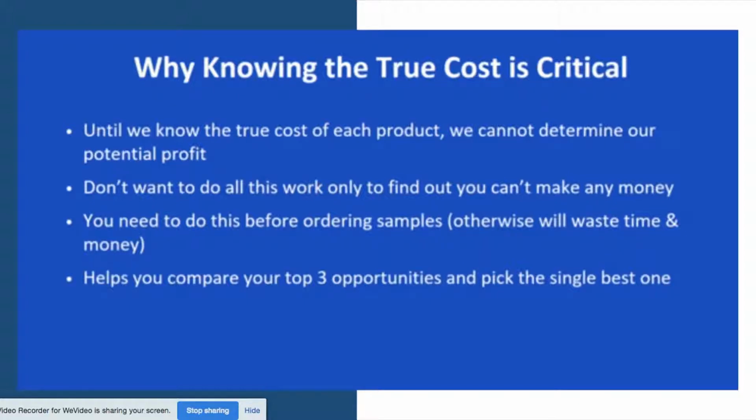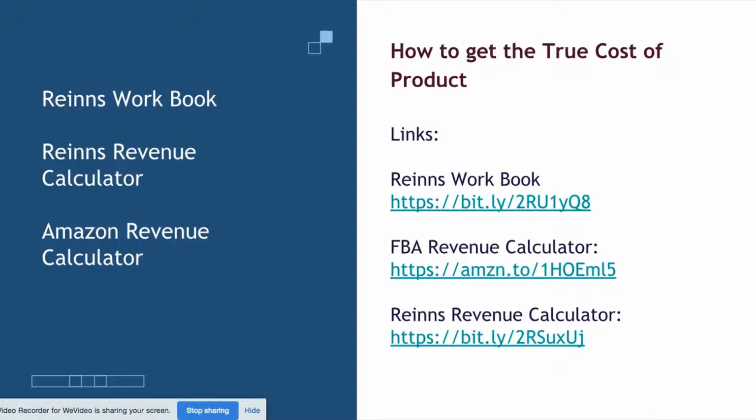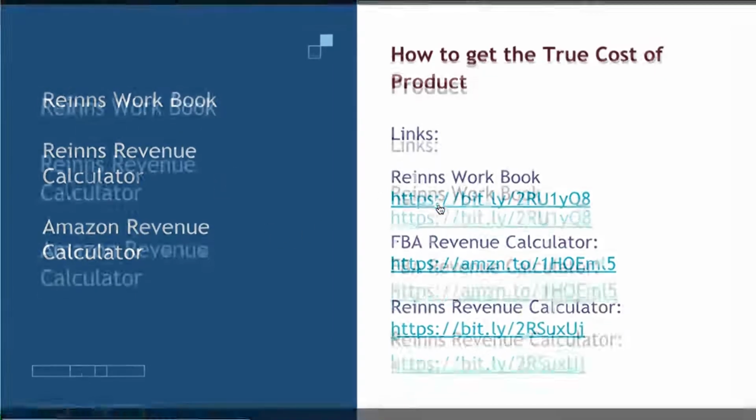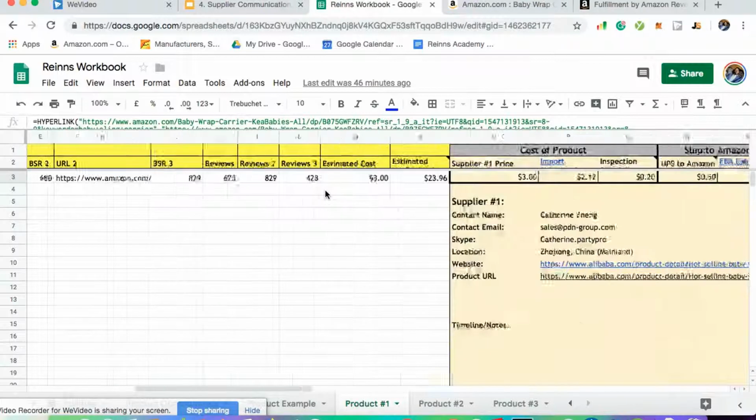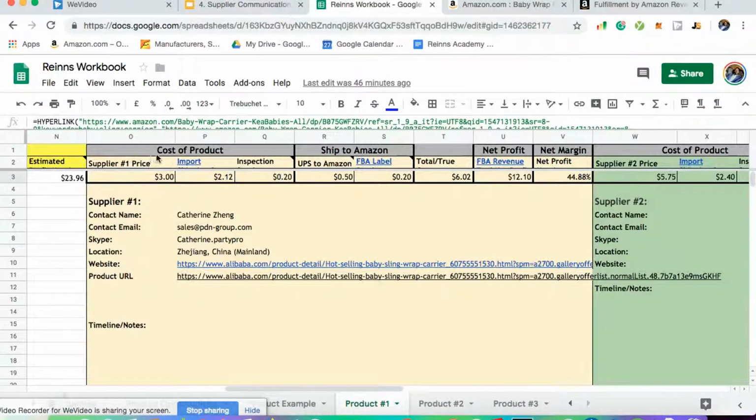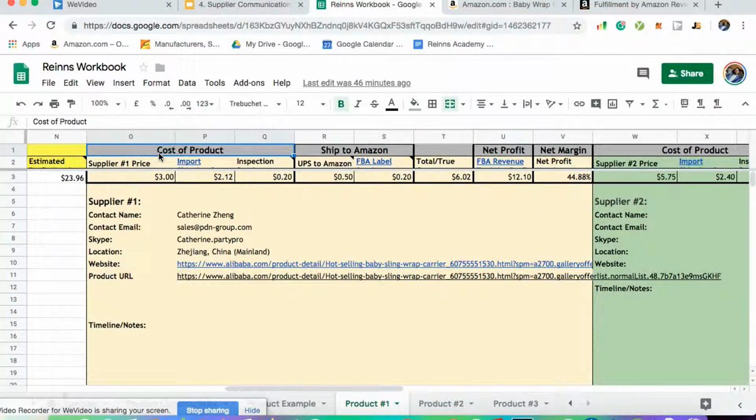And then of course, this process that I'm going to show you will literally help you to compare your three opportunities and determine your supplier. Okay, so where are we? We were at the RAINS workbook. I want you guys to pay attention here. Look at this. We have this Excel here, and I've organized it in, I think, the best way possible, and I'm just going to show you how to use it right now.